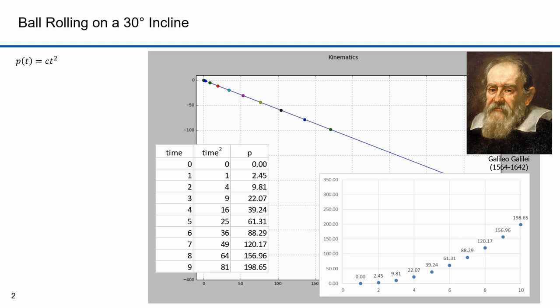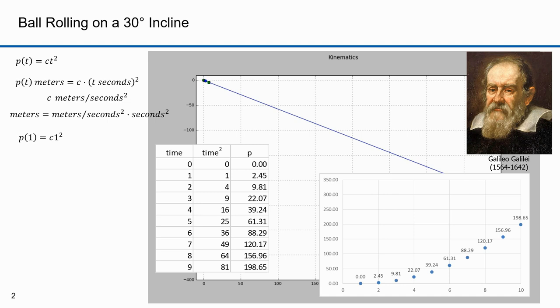Now I want to show you how the units work out. P of t is a measure of length, so its units are in meters. T is a measure of time, so its units are seconds, and it's squared. For the units to work out, the constant c must be in units of length divided by time squared, or meters per second squared. In this formula with just units, meters equals meters per second squared times second squared. On the right, the second squared cancel, and you're left with meters. The point here is that this constant c is in units of meters per second squared.